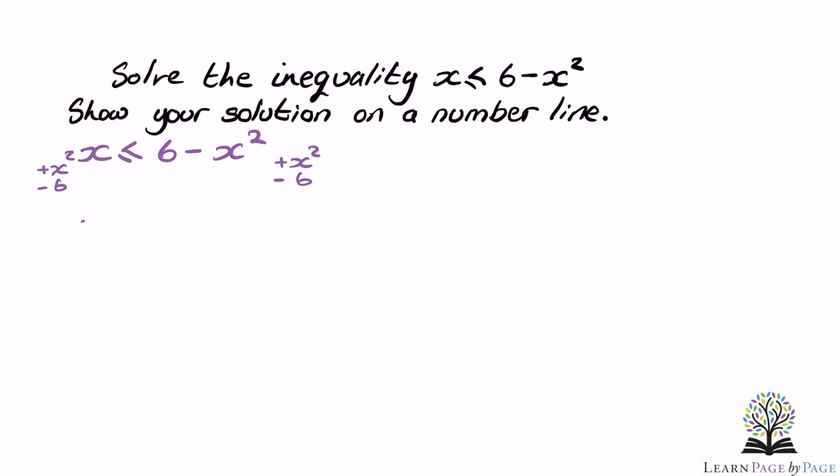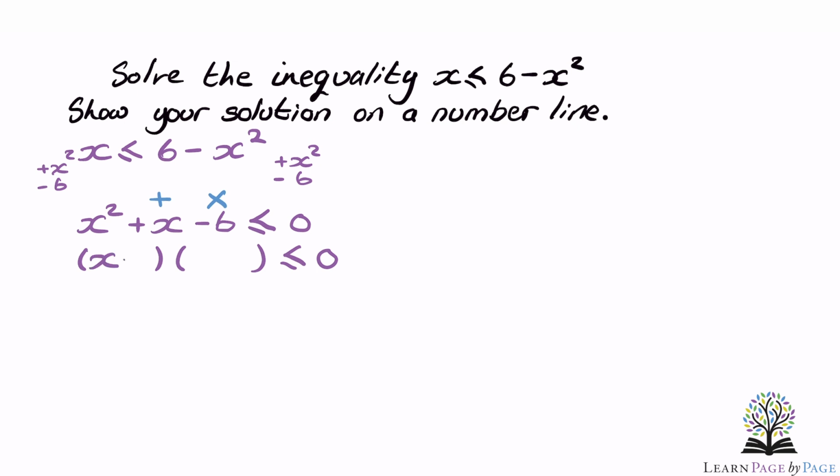We rewrite that. We have x squared, then the letter term plus x, and then the number term, which was minus 6, less than or equals to 0. And the first thing we would do is take a look at that and see if we can factorise it, and we can. And when you're factorising, you're looking for two numbers that will multiply to make the number term, but they're going to add to make the letter term. Rewrite the inequality with the brackets, and you're going to have x plus 3 and x minus 2.